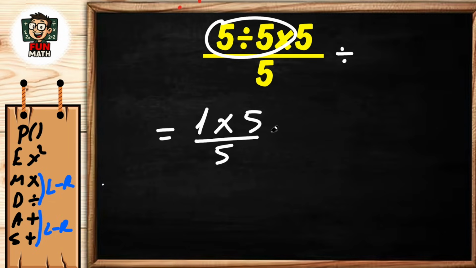Now multiplication, 1 times 5 equals 5. Finally division, 5 divided by 5 equals 1. We solved the question in detail.